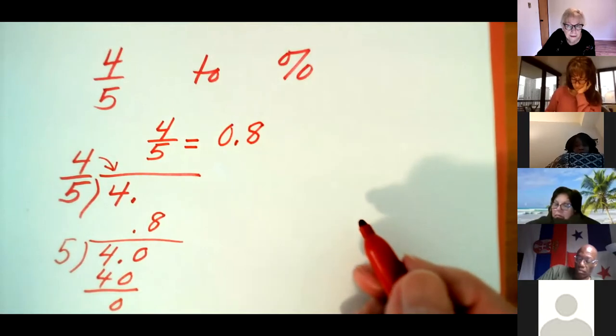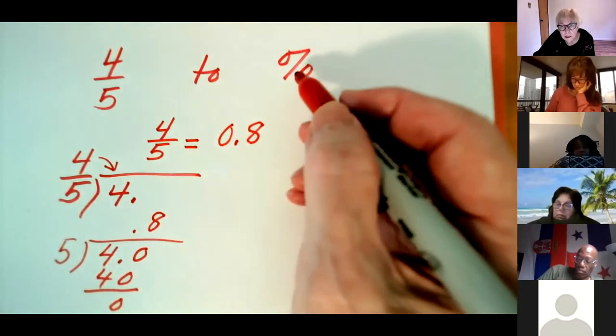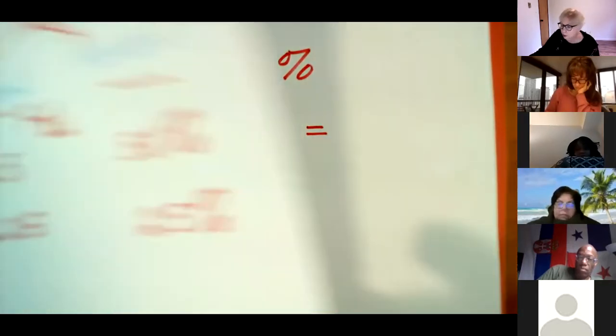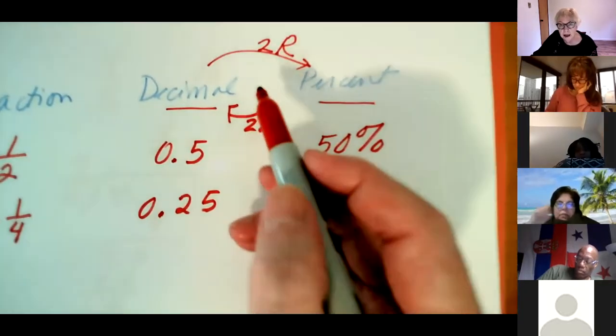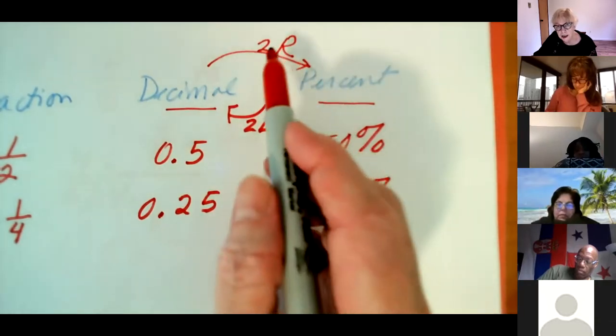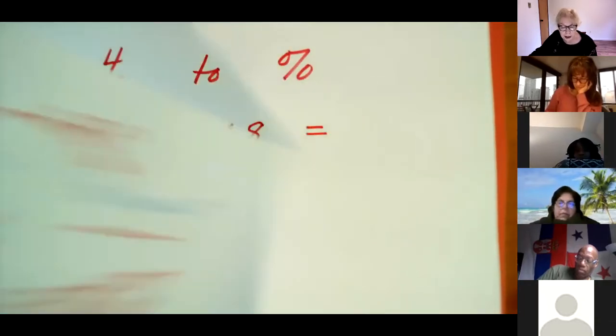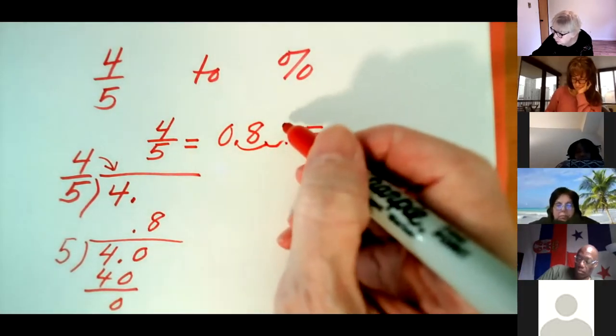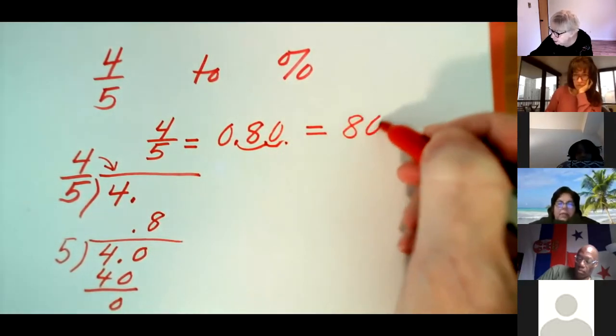Are we done? No, they wanted a percent. And so to make it a percent, you say, what am I supposed to do? I've got a decimal. I want to go to a percent. It's 2 to the right. So I can do that. 1, 2, 80%.